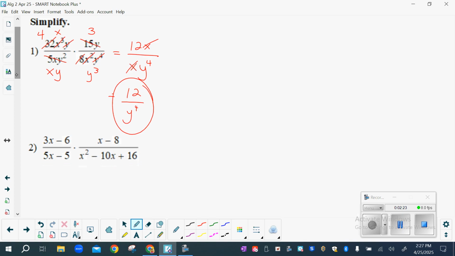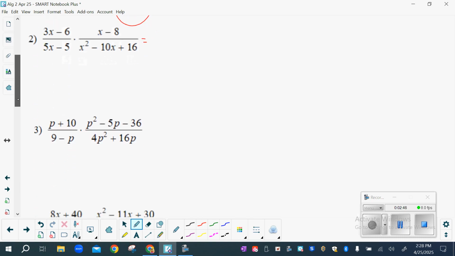So we can't cancel anything yet on number 2 because it is not multiplication. The only place we have multiplication is right here, this dot. And nothing is the same right now. So what is it that we have to do to be able to cancel? We have to factor here. So we've got to factor all of this. So how does 3x minus 6, how can we factor that?